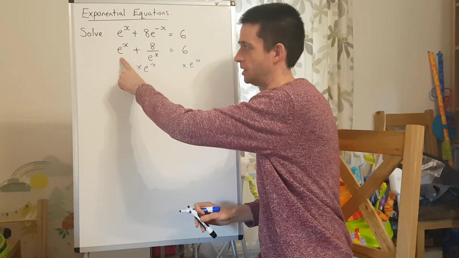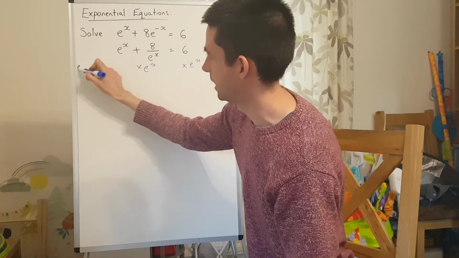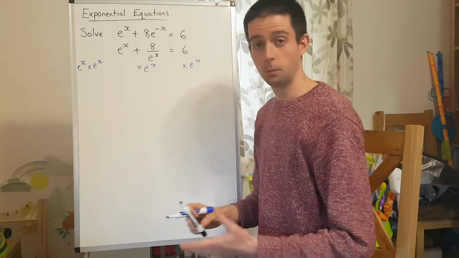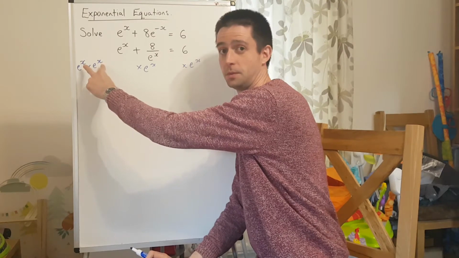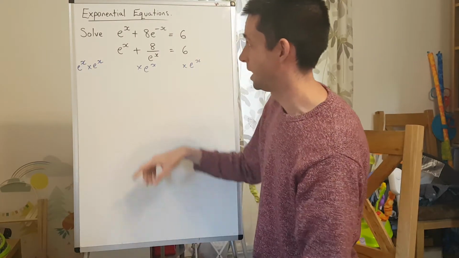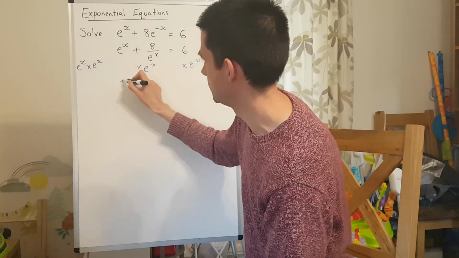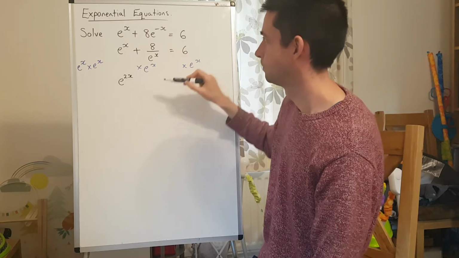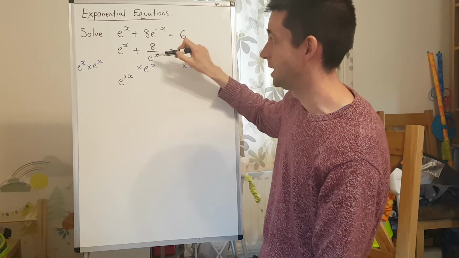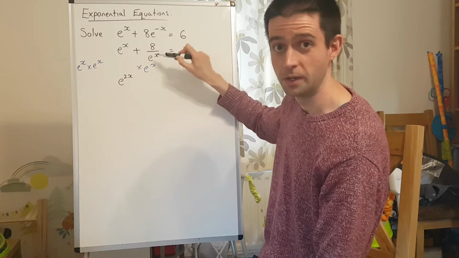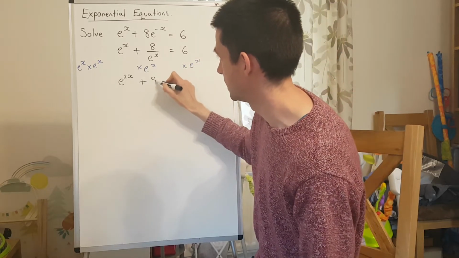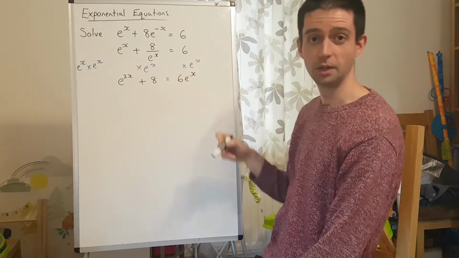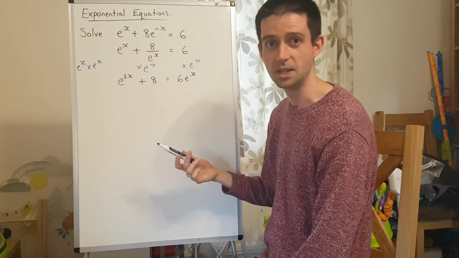And what we just need to think about is when we multiply e to the power of x by e to the power of x, what do we get? Well, when you multiply, you add the powers, you add the indices. So what we would get when we multiply through is e to the power of 2x when we multiply e to the x by e to the x. When you multiply 8 over e to the x by e to the x, it cancels out the dividing by e to the x, which just leaves you with plus 8, and that equals 6 e to the x, because we're multiplying the right hand side of the equation by e to the x as well.